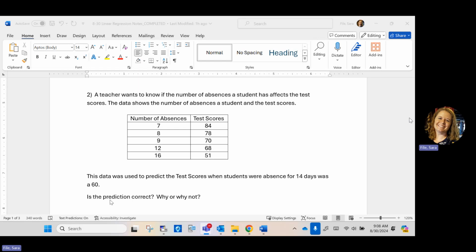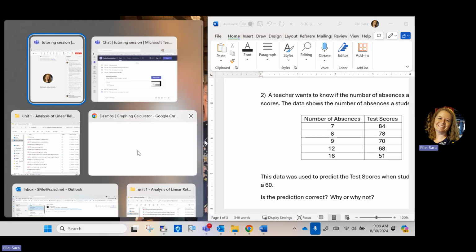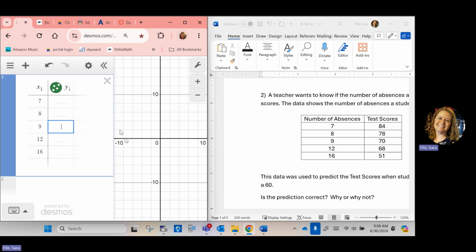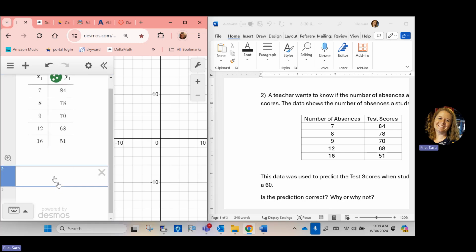So we're going to start by inputting the data in Desmos like we were doing the past couple days. Remember that process again is add table, and then we enter our data. The number of absences is our X, and the test score is our Y. And what do we put here in this line?